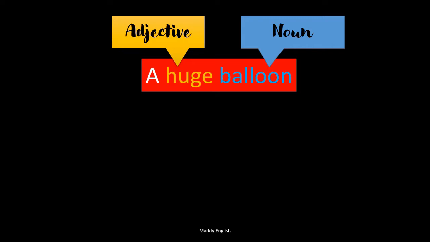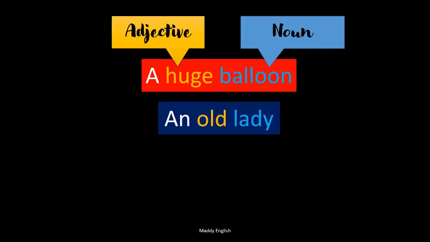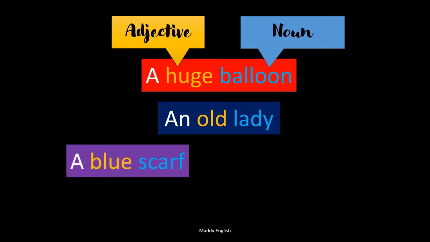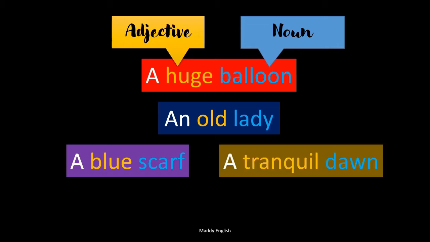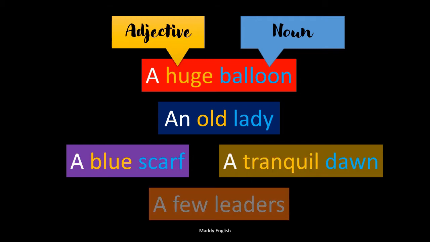Another example would be an old lady, describing the age of the lady. A blue scarf tells you the color of the scarf. A tranquil dawn informs you of the condition of the dawn. And a few liters tells you the number of liters.